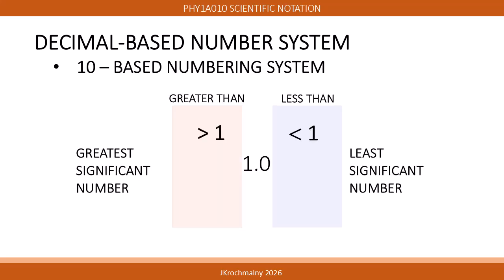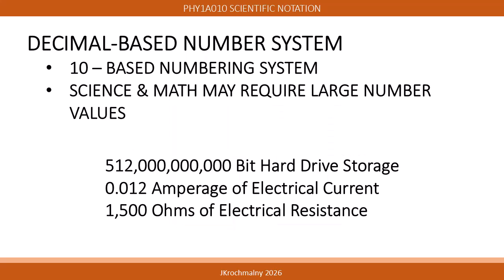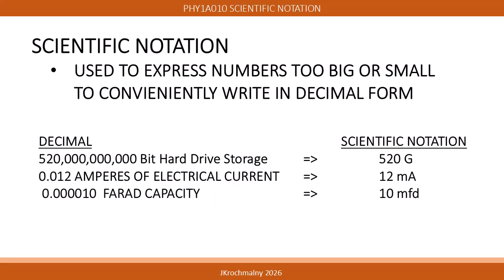Referencing where the decimal point is, any digit located to the left of this point is the greatest significant number, and those to the right, the least. In current technologies involving science and math, it may require the use of large numbering values. Notice that the listing measures are in rather large numbers. Scientific notation is used as a convenient method to convey the meaning of very large numbers.